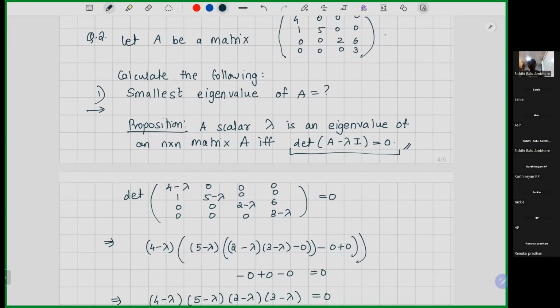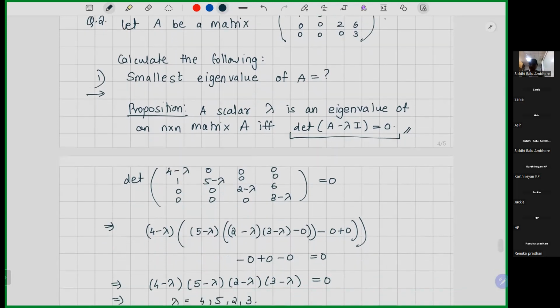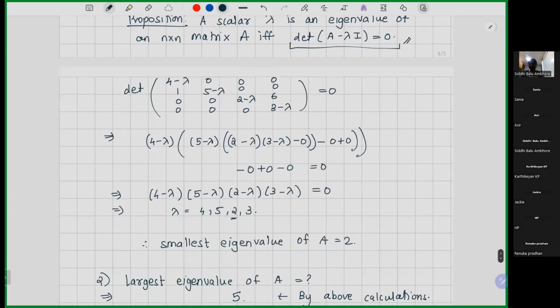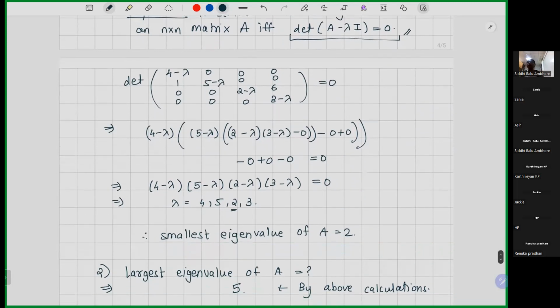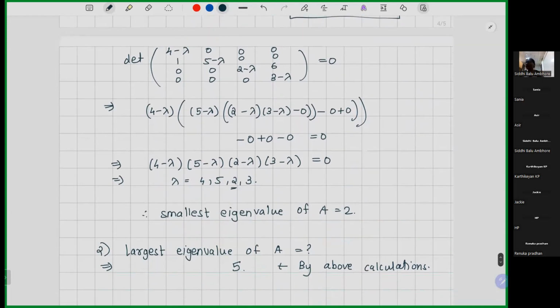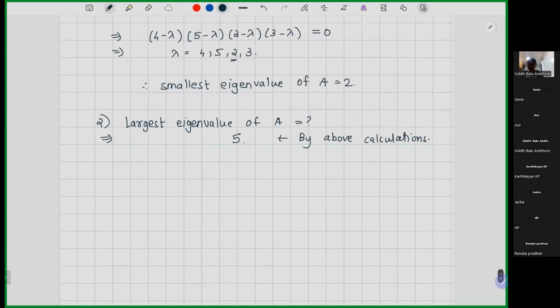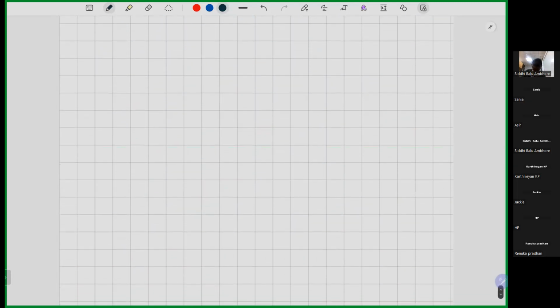So determinant of A minus lambda I, you just calculate this polynomial, whatever you get. If you're lucky enough, you will get something from which you can directly get the eigenvalues. Otherwise, you will have to solve the given polynomial. Okay, so now we'll move to the next question, the third question.